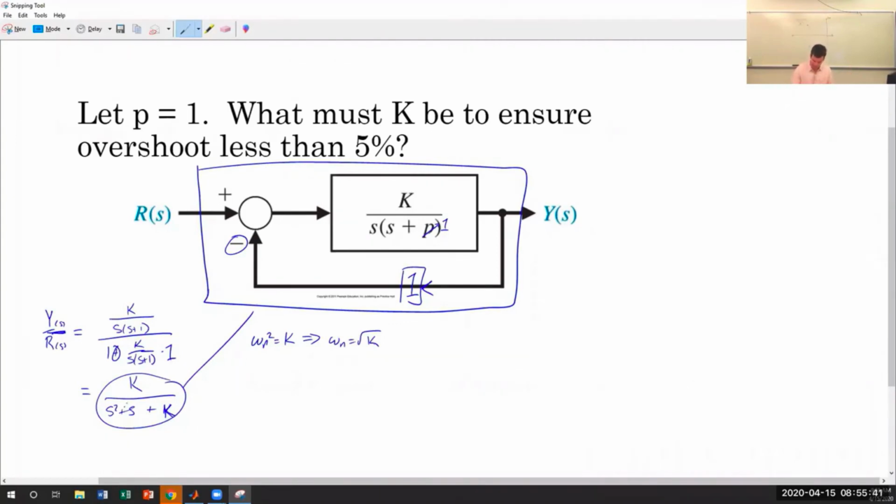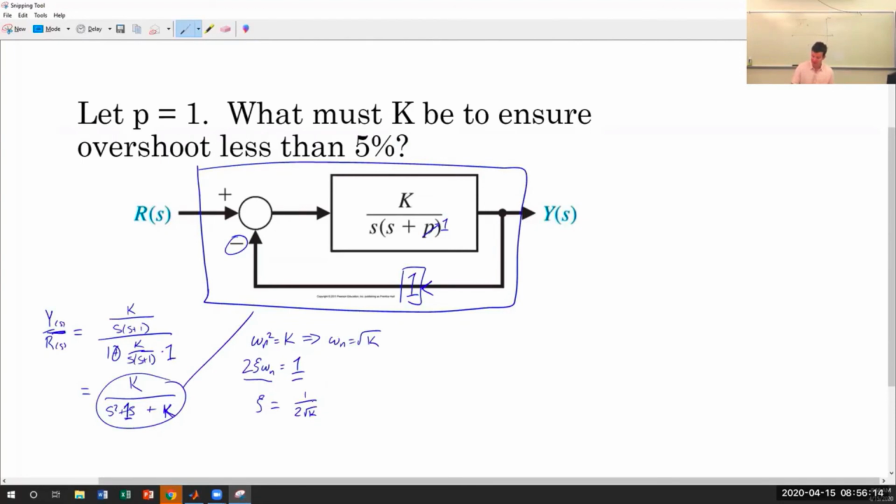And then there's a 1 hanging out here in front of the s, so that we know that 2 zeta omega n has to be 1, right? This is the coefficient hanging out with the s to the 1 term, and this is the coefficient hanging out with the s to the 1 term, so they have to be the same. So that means I can solve that for zeta and get 1 over 2 root k. So that's taking the block diagram and extracting as much information as we can.